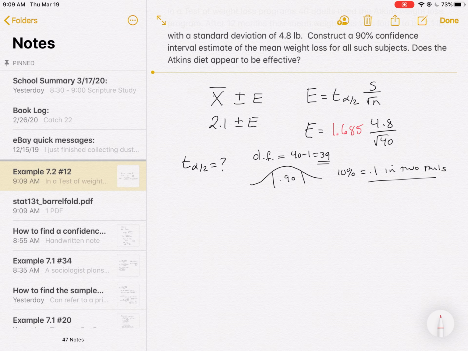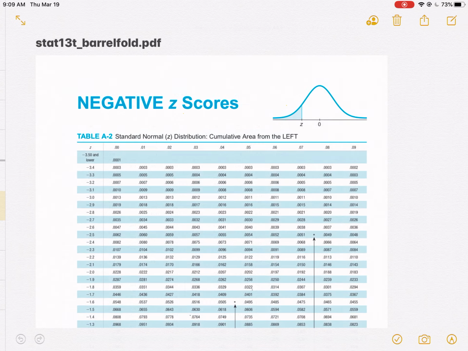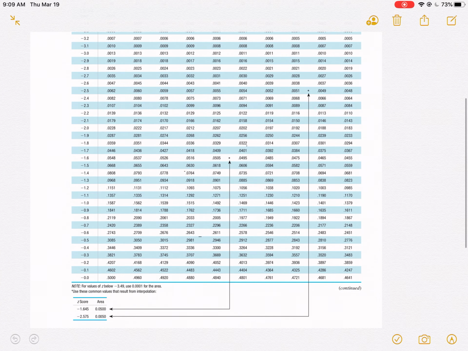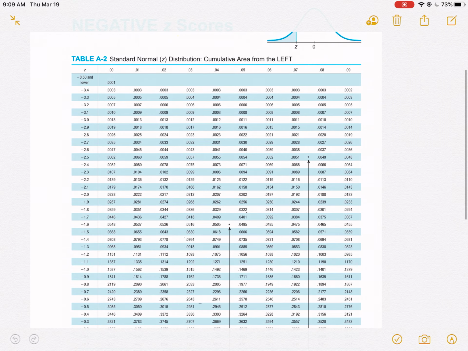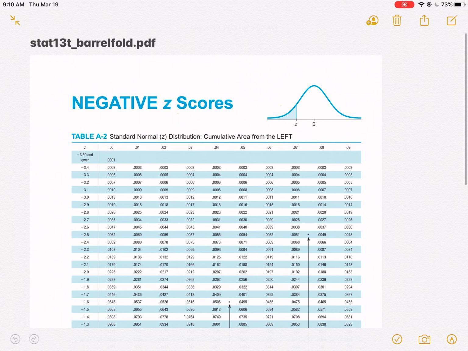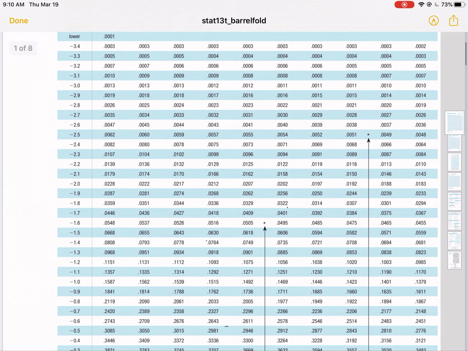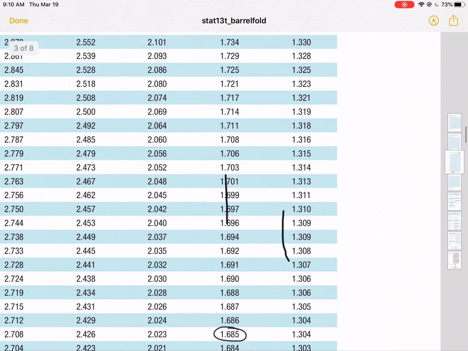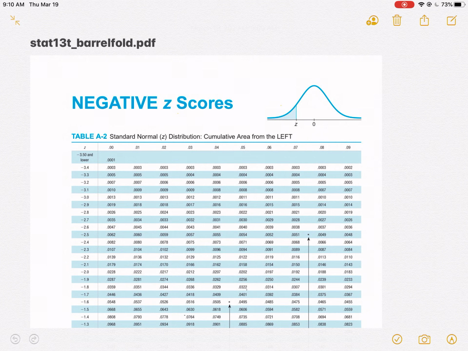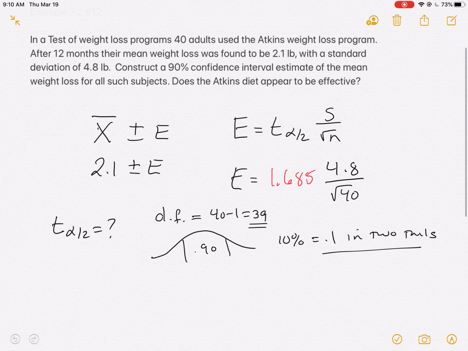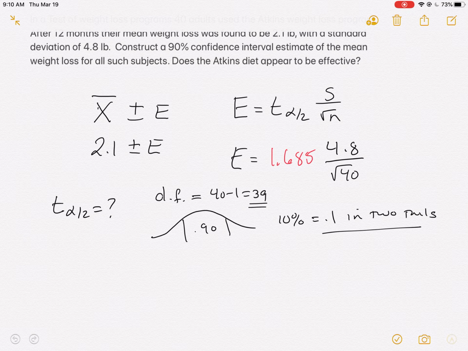Let me go back and double check. Embarrassing, but it happens. So let me scan this. There we go. And apologize because I forgot. So let's see. Yeah, 1.685 is correct. Should have written it down on the side. And so if I come back in here, 1.685 is our guy.